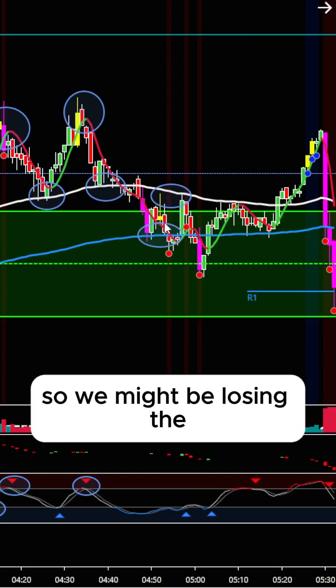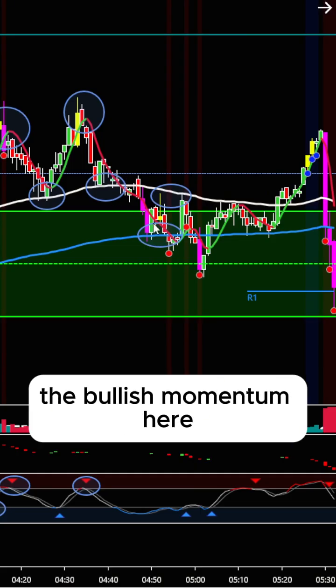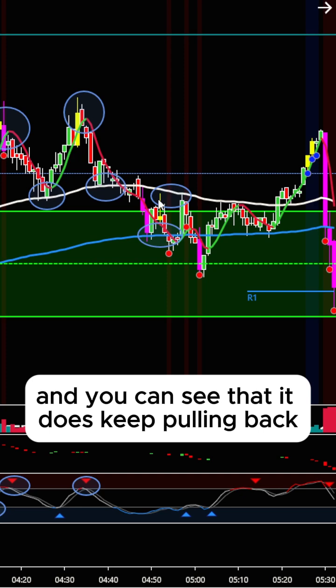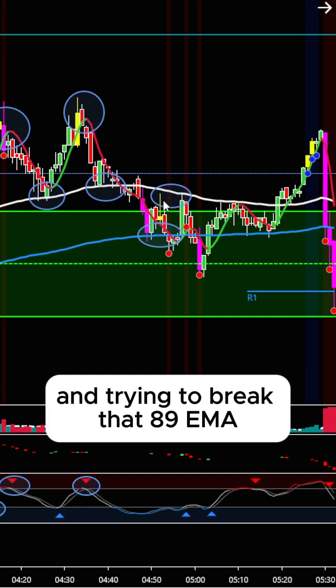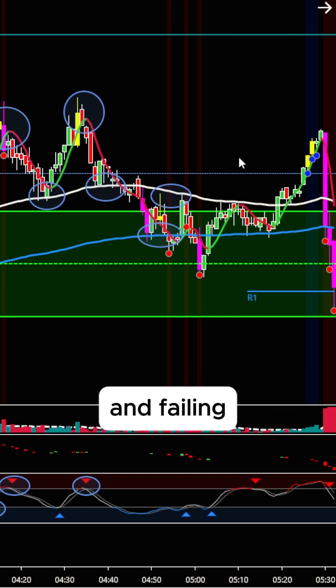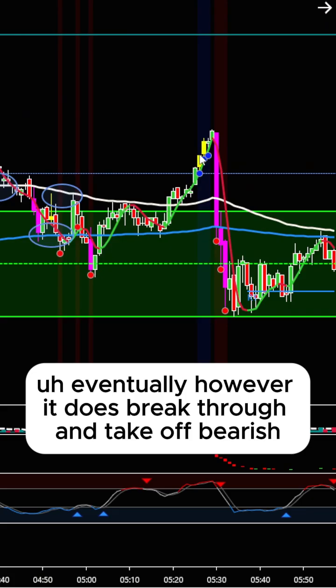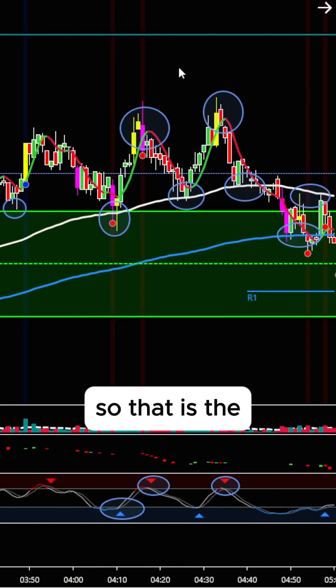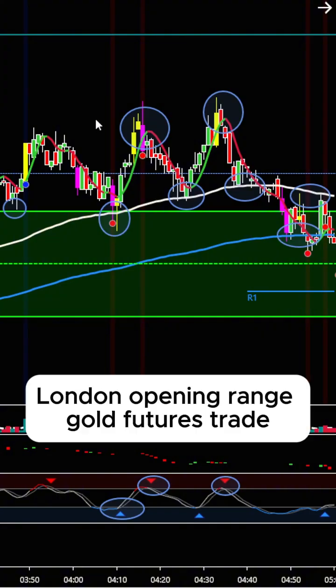So we might be losing the bullish momentum here. And you can see that it does keep pulling back and trying to break that 89 EMA and failing. Eventually, however, it does break through and take off bearish. So that is the London opening range gold futures trade.